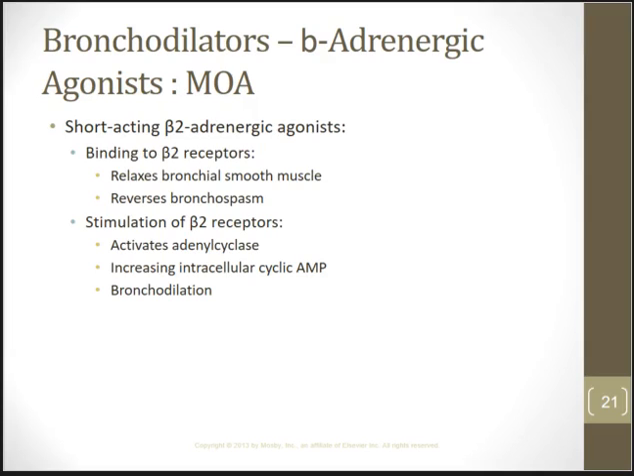So going on with these bronchodilators, they're beta agonists. The short-acting ones bind to the beta receptors and relax the bronchial smooth muscle and reverse a bronchospasm. They also stimulate the beta receptors to activate adenyl cyclase, and that has to do with the cell release, and cause bronchodilation. So with your short-actings, generally they have a rapid onset, but a short duration.